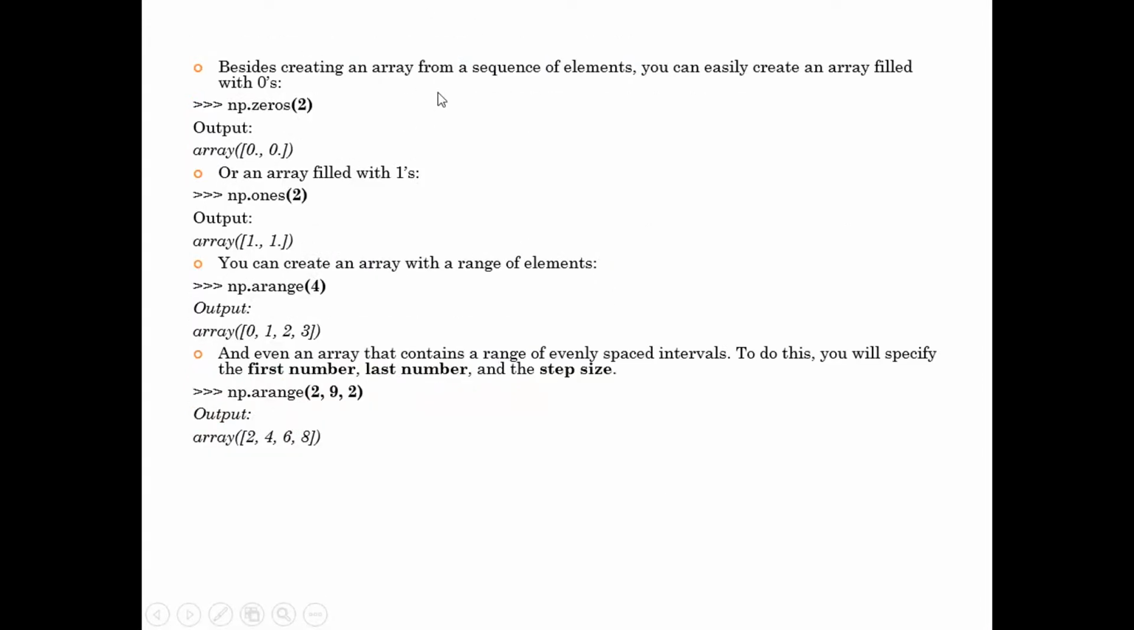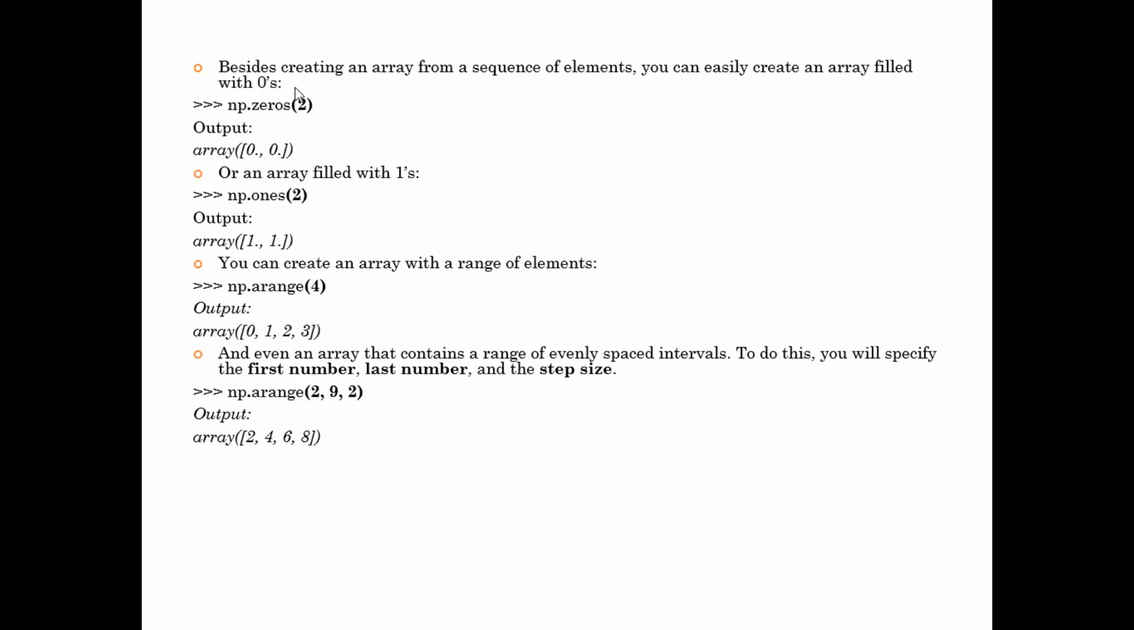Besides creating an array from a sequence of elements that we are mentioning from our side manually, typing 1, 2, 3, 4, you can easily create an array filled with zeros automatically. For example, I have a matrix of 100 across 100. I don't want to type all the 100 numbers. I just want to initialize with some number, like 0. So with that, you can use automatic methods to fill all those matrices with some zeros.